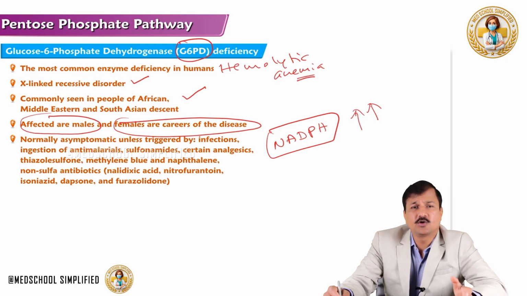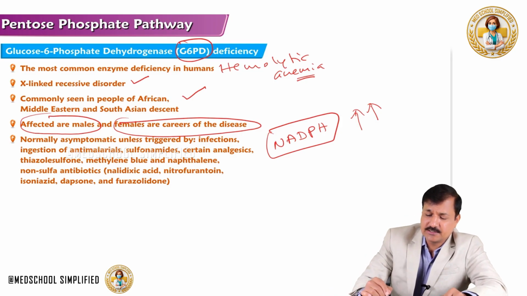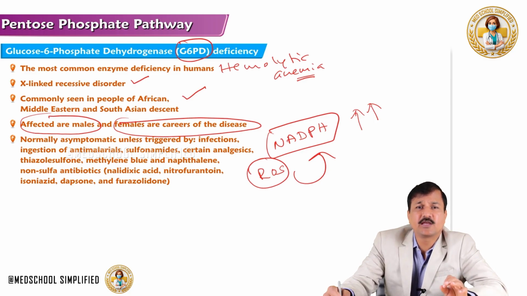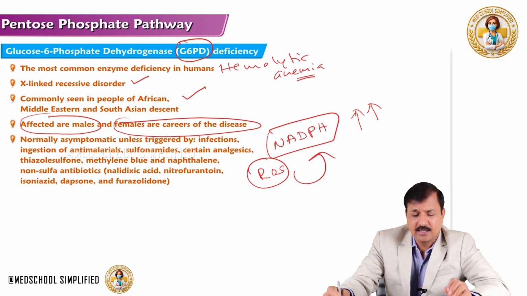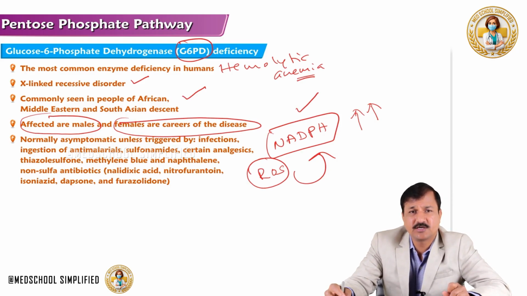So, that means glucose-6-phosphate dehydrogenase enzyme deficiency patients are usually asymptomatic, but whenever there is a triggering event which will lead to increased generation of reactive oxygen species, at that time there will be increased demand for NADPH plus, and if that demand is not met, that will lead to severe hemolysis in them, and that makes them symptomatic. So, what are the triggering events that will lead to increased generation of reactive oxygen species and thereby make glucose-6-phosphate dehydrogenase deficient patients symptomatic because of severe hemolysis?